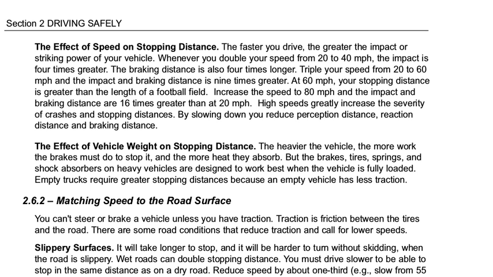At 60 miles per hour, your stopping distance is greater than the length of a football field. Increase the speed to 80 miles per hour, and the impact and braking distance are 16 times greater than at 20 miles per hour. High speeds greatly increase the severity of crashes and stopping distances. By slowing down, you reduce perception distance, reaction distance, and braking distance.